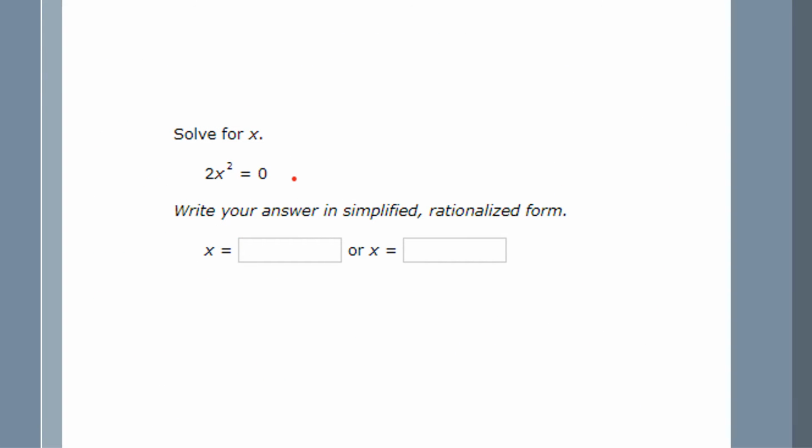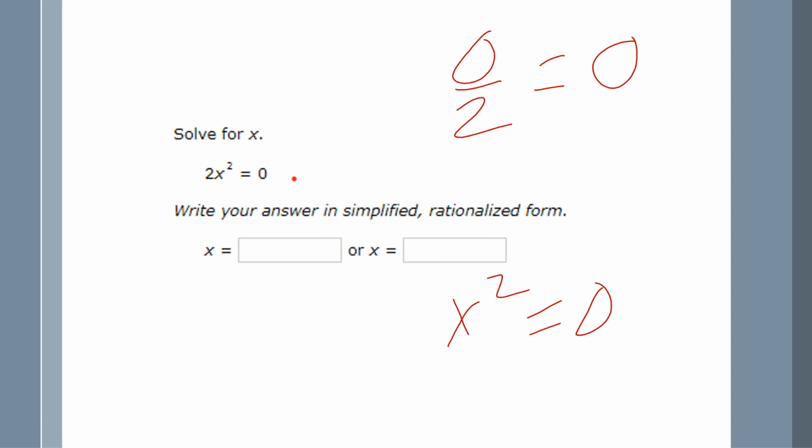Alright guys, let's go ahead and work this problem out. The only thing you really gotta do is just go 0 divided by 2. 0 divided by 2, that's simply just 0, right? So x squared equals 0, and the square root of it, because you gotta take the opposite, which is the square root, is just 0. So guess what?